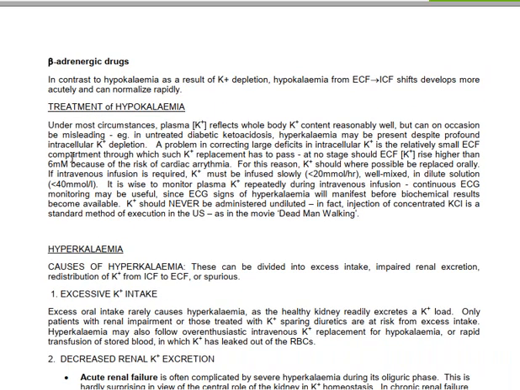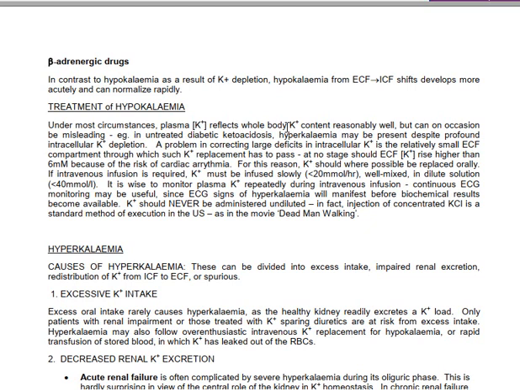So how do you treat hypokalemia? The plasma potassium ion generally reflects the whole body potassium ion content reasonably well, but can occasionally be misleading in patients with diabetic ketoacidosis. In these patients, you think they don't have enough potassium ion all through the body, but when you give them insulin, the potassium ion is stored inside the intracellular fluid.